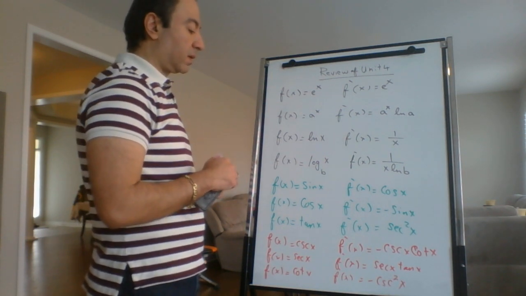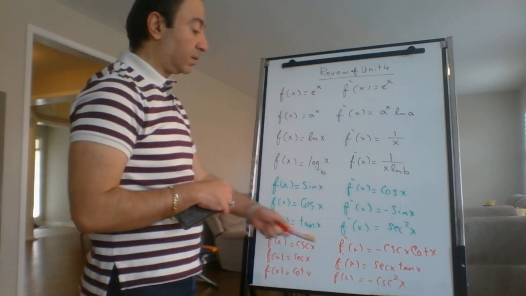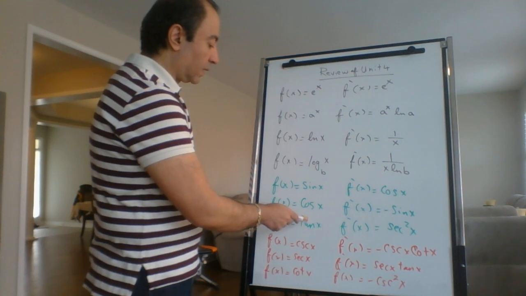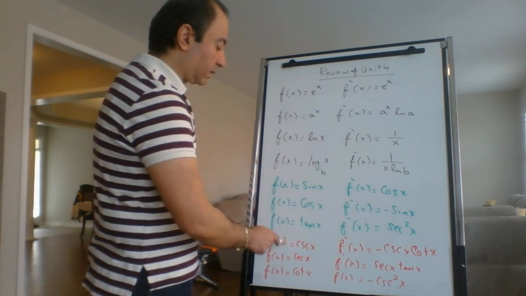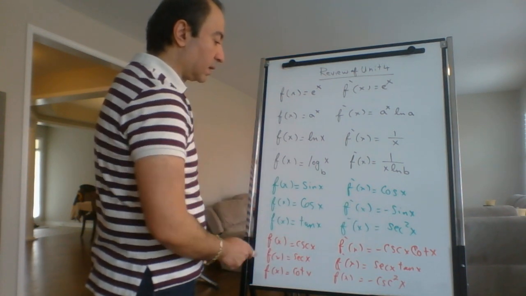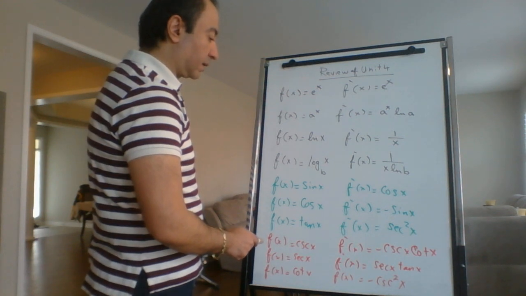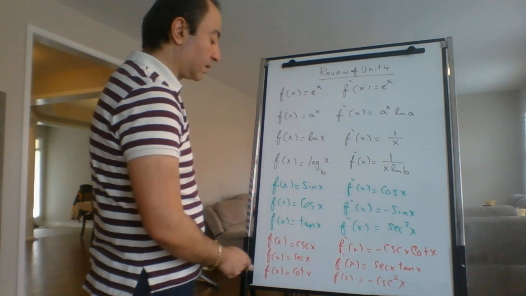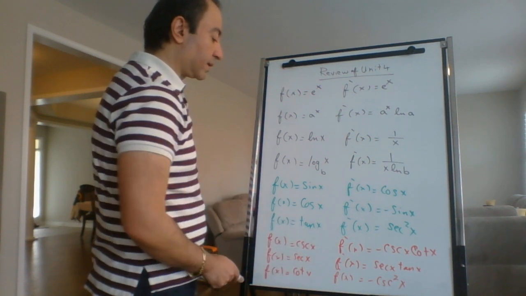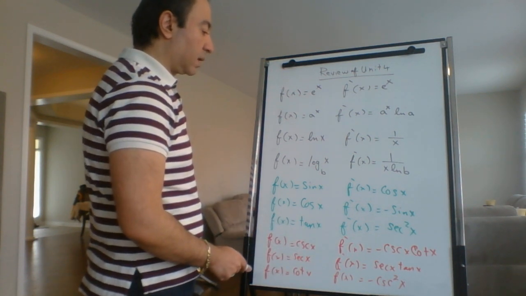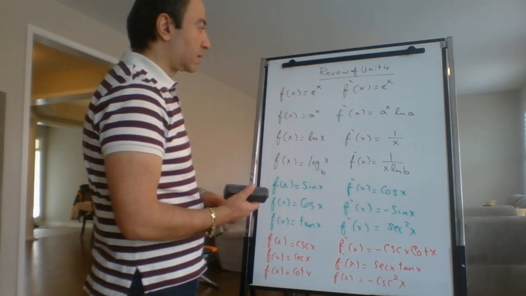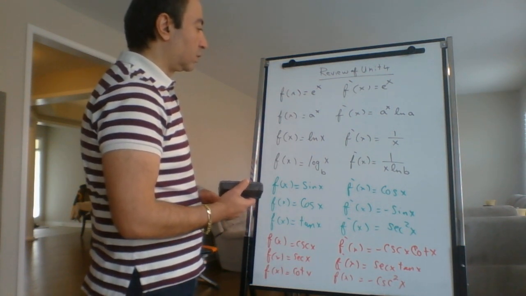I recommend that you write them down, and you must know how to prove that the derivative of tan is secant squared, the derivative of cosecant is negative cosecant cotan, the derivative of secant is secant tan, the derivative of cotan is negative cosecant squared, because those are evaluation questions.